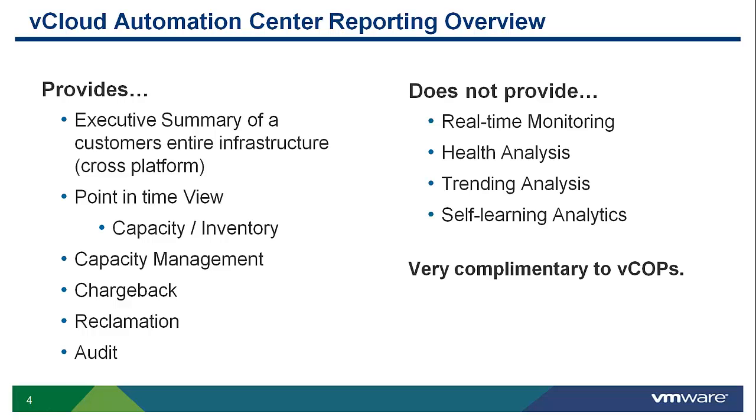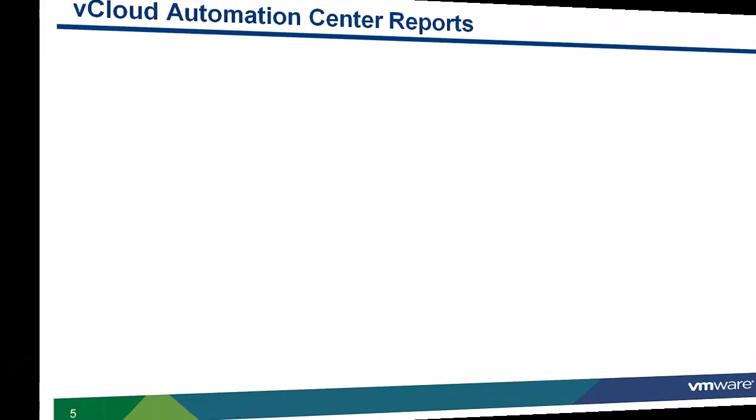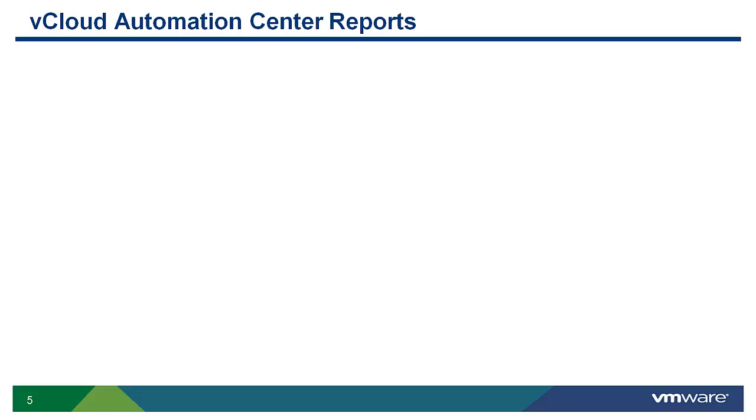So, what does it not provide? The vCloud Automation Center is not a real-time monitoring solution. In fact, most data collections are set to collect every 24 hours. This is configurable up to an hour. However, health analysis and trending is not the intent of the solution. In fact, that is exactly why the vCloud Automation Center is very complementary with vCOps, as vCOps is designed to provide those capabilities. There are two main reporting mechanisms within the vCloud Automation Center.